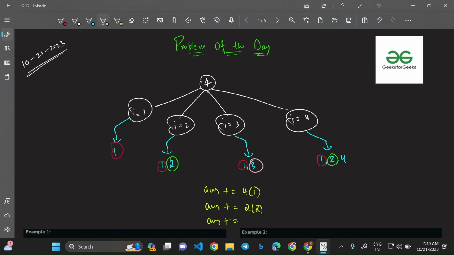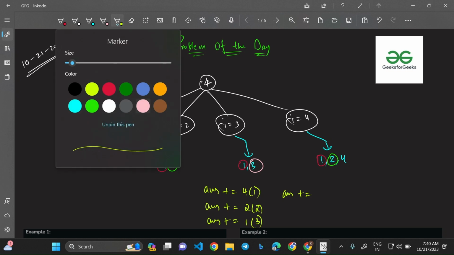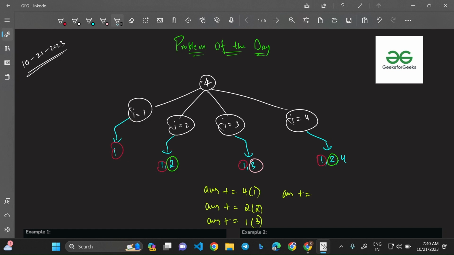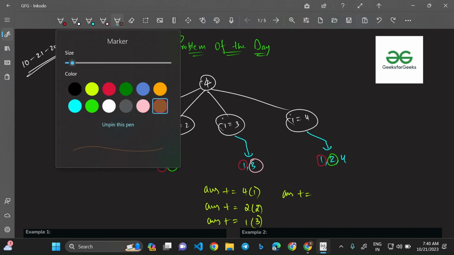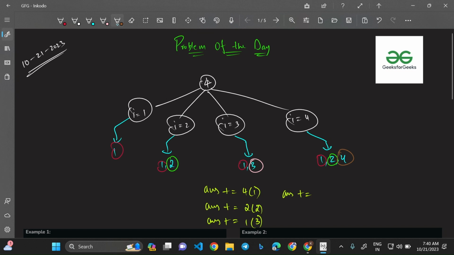So there is only one 3. In that case, the addition to the answer would be 1 times 3. And the final thing, number of 4s. So answer plus equal to how many 4s are there? It's pretty straightforward. Only one 4, right? All right, so only one 4. So in that case, 1 times 4.